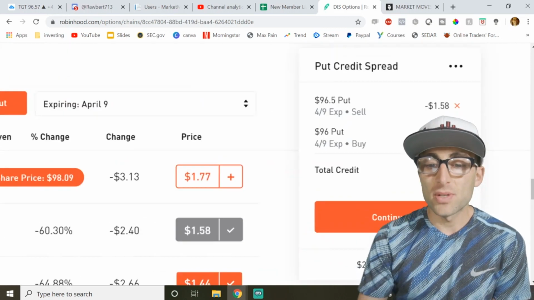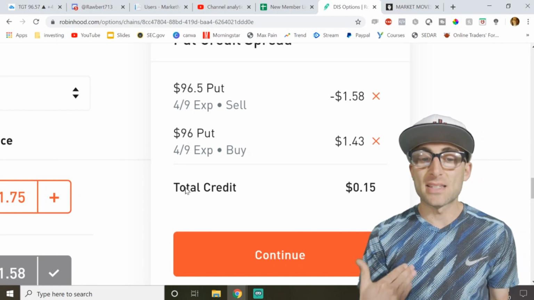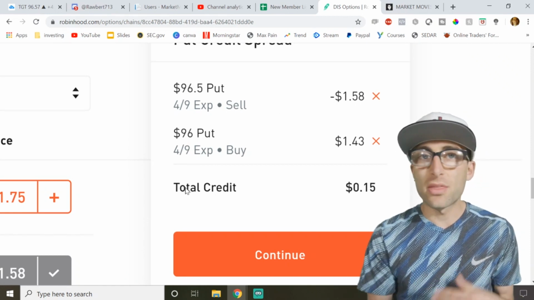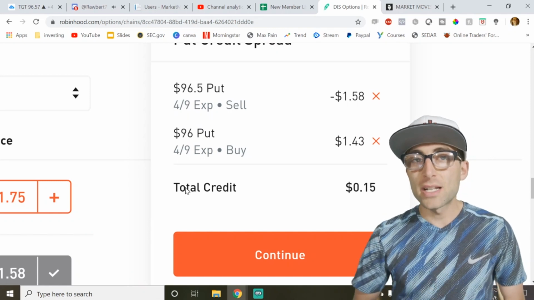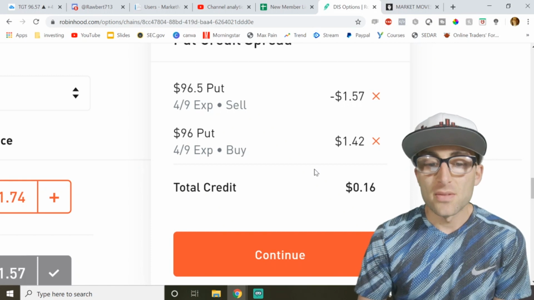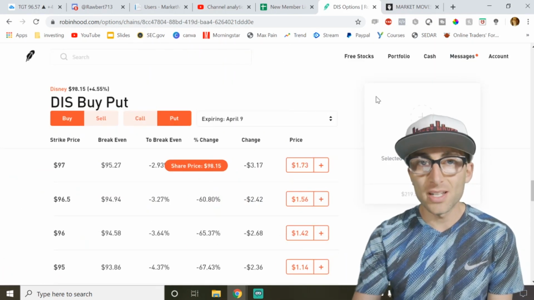And again, the most you're risking in this trade is the difference between the strike prices minus the credit. So it's going to be $50 minus 15, which is about $35. So you're trying to make $15 and you're risking about 30. So that's what we do when we're using a put credit spread.